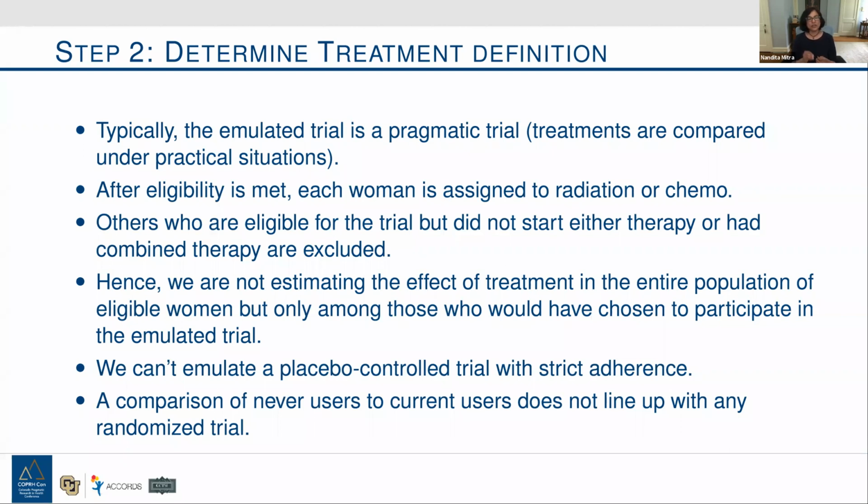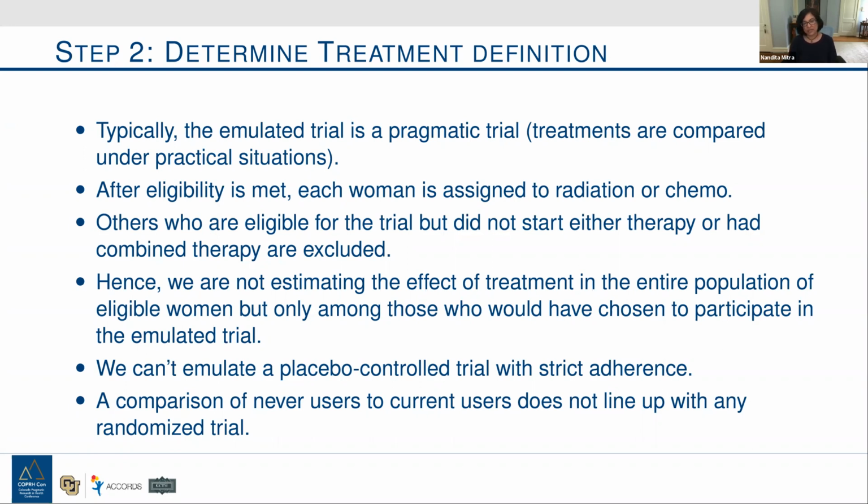The other point I wanted to make is that after eligibility is met, each woman is assigned to, say, radiation or chemo in our study, but others who are eligible for the trial but did not start either therapy or had combined therapy would be excluded. So we are determining the treatment definition very specifically, again, trying to emulate our dream trial. And in this case, if we did that, we would not be estimating the effect of treatment in the entire population of eligible women, but only amongst those who would have chosen to participate in this particular emulated trial, where only 2 treatments would be randomized.